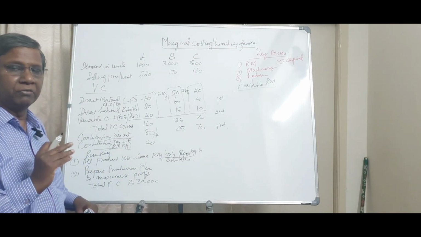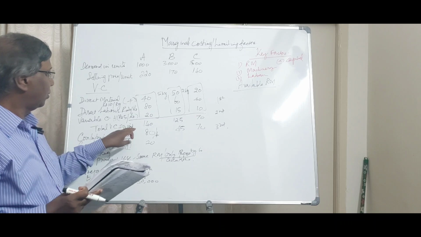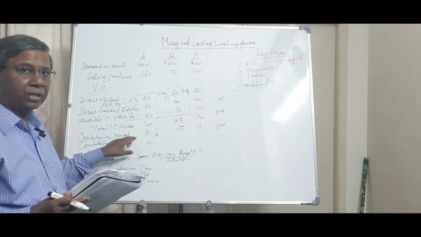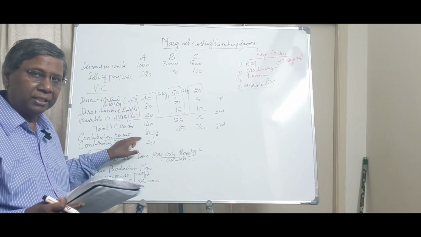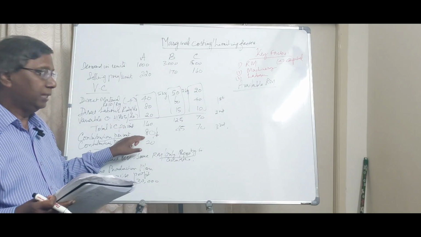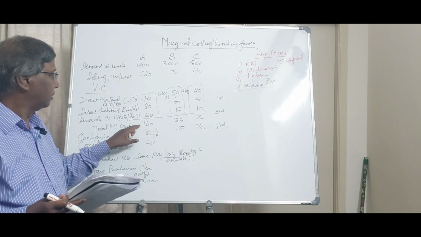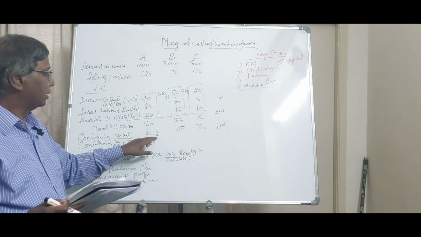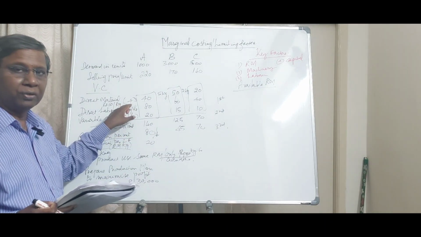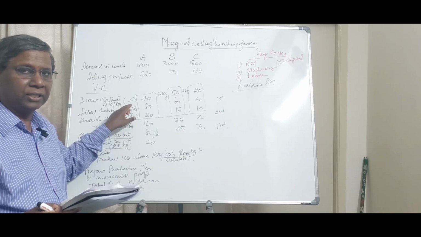Okay, now this point is very important. Instead of going for contribution per unit, you have to go in for contribution per limiting factor. In this case, the limiting factor is raw material. So contribution per unit is 80, divided by 4, because for producing 1 unit, 4 kg is required.